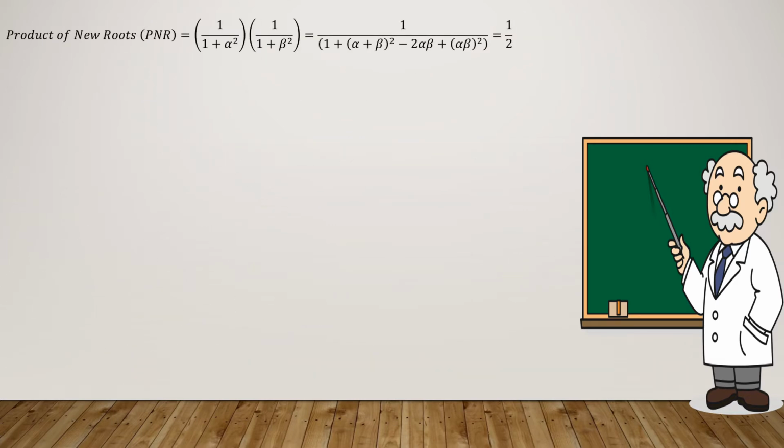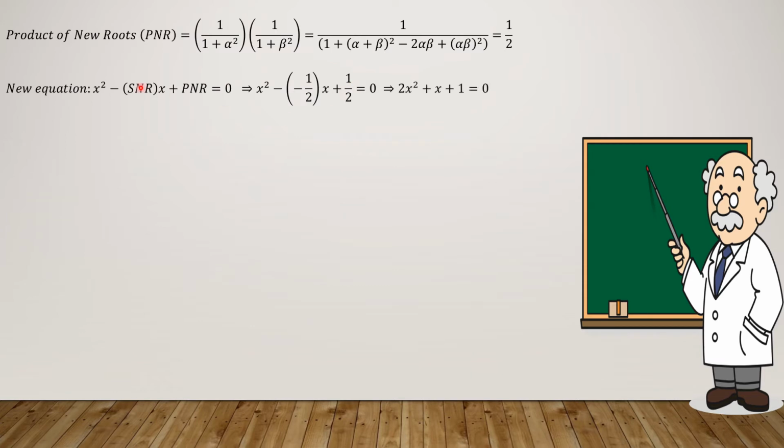Okay, so let's look for the product of new roots. The product of new roots will be simply 1 over 1 plus alpha squared times 1 over 1 plus beta squared, which is equal to this answer we have here from the multiplication below. And since we already did this in the previous slide, and it gave us 2, then our answer is simply half. That's substituting the values of alpha plus beta and alpha beta.